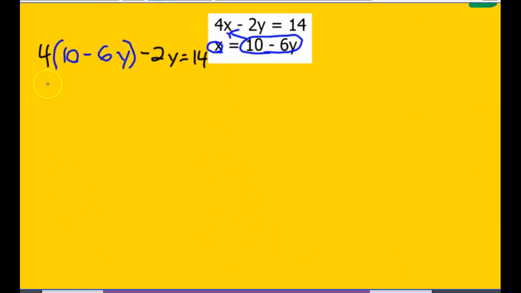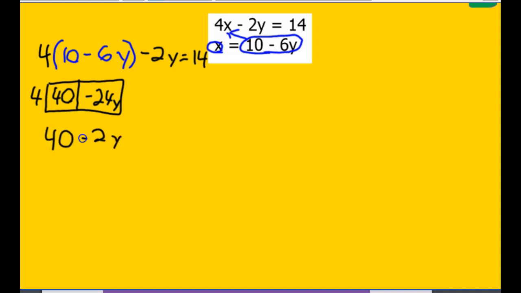So now we need to draw our box to get rid of our parentheses. We have 4 out here, 10 minus 6y on top. 4 times 10 is 40. 4 times negative 6y, that's negative 24y. So we have 40 minus 24y minus 2y equals 14.